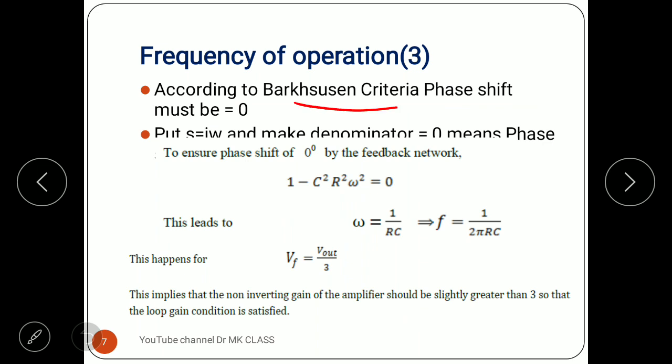so that, according to Barkhausen criteria, the phase shift must be 0. So put S equal to j omega in the above equation, and wherever j omega comes, make that term of the denominator equal to 0. Then what happens? You will get this equation: 1 minus C square R square omega square equal to 0.